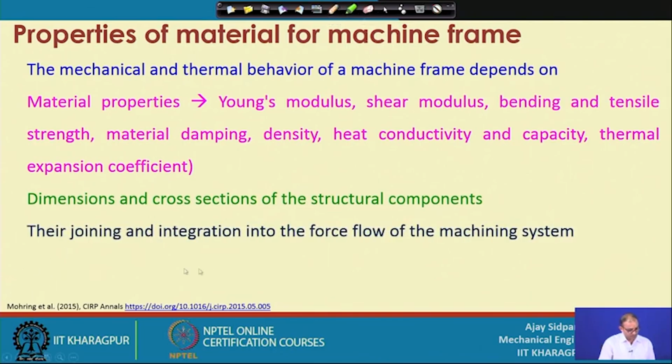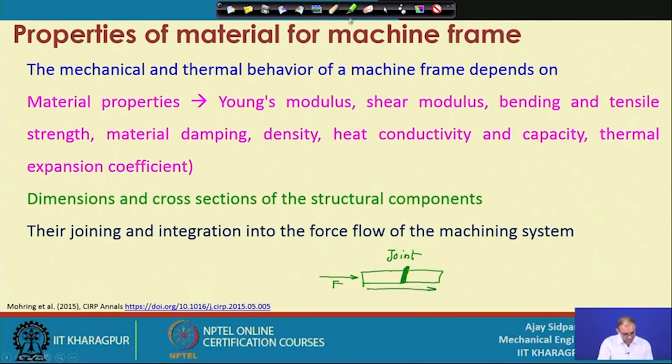Right. So, next is joining and integration into the force flow of the machining system. What does it mean? Suppose you have two components here and this is the joint, and you are providing a force in this direction. This joint will not deform because of the force, because this particular joint is perpendicular to this force direction. This is the joint and this is the force direction. So, the whole component will move in this direction. No problem in that.